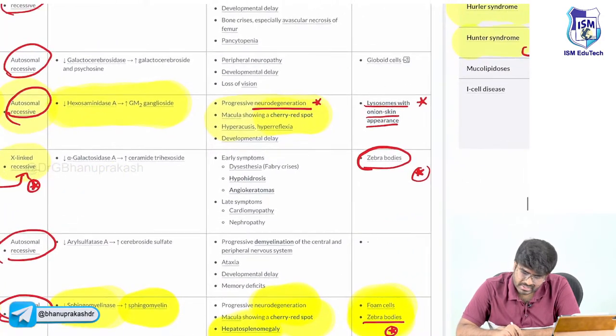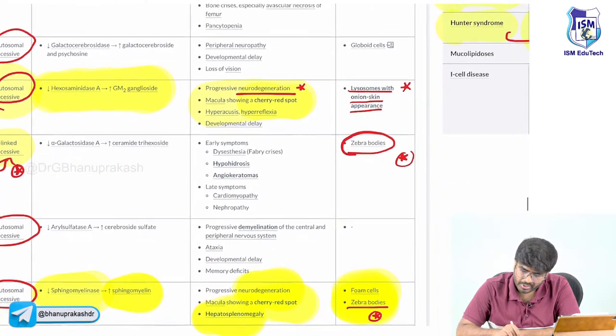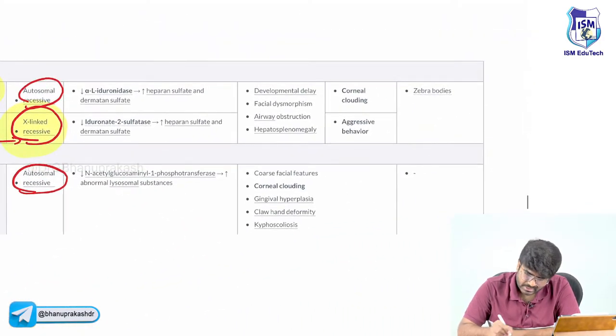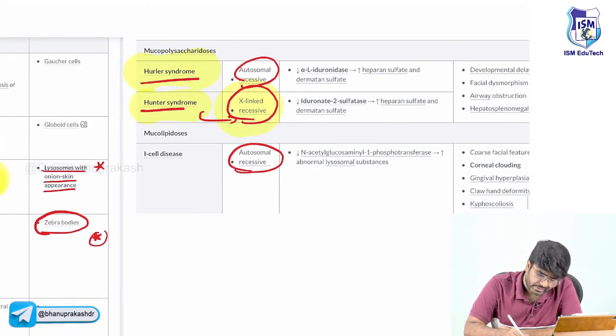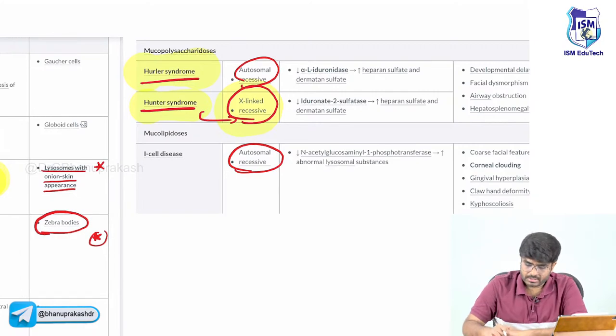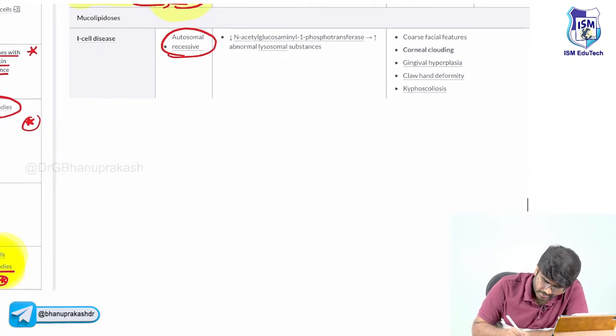Now, where else will you see the zebra body, sir? In any other place will you see the zebra bodies? Yes. You can still see here. Sir, zebra bodies are also seen in Hurler and Hunter. Okay, Hurler and Hunter. So now, zebra bodies are not specific.